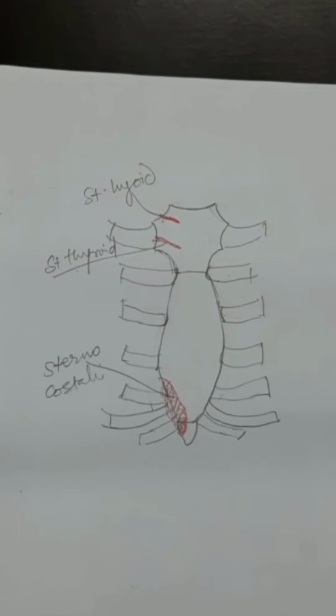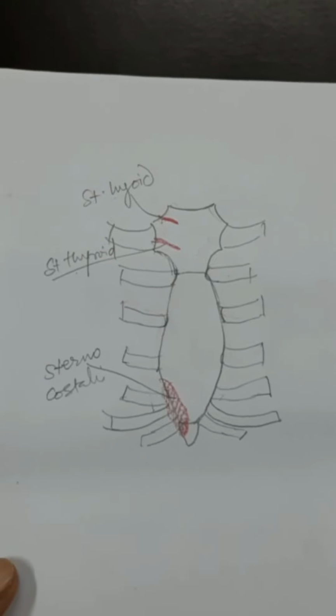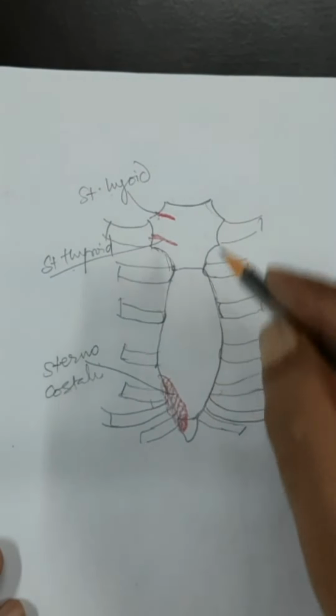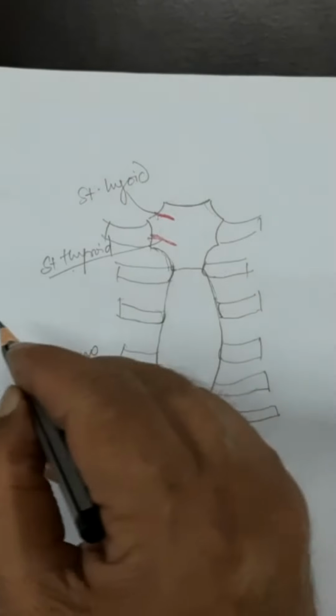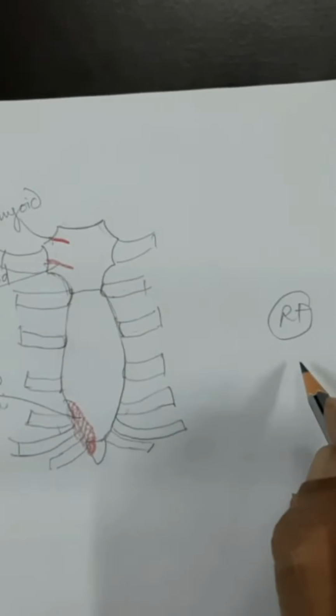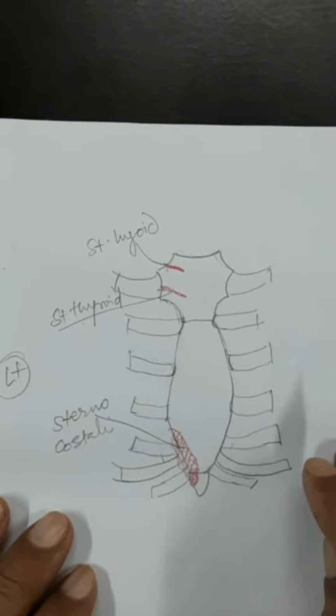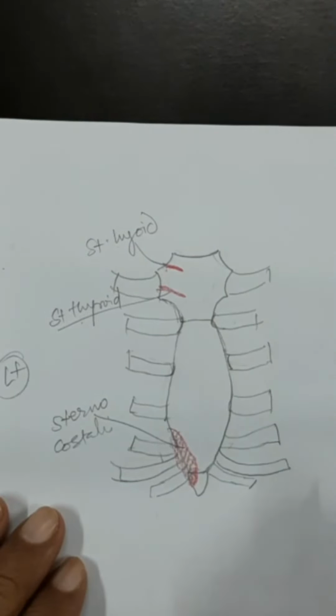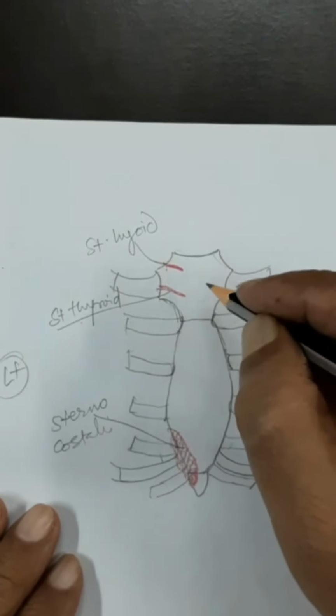Now I would like to tell you also two important reflections of pleura, on the right side and on the left side. Since we are seeing the sternum from behind, posterior, this will be left, and this is the right side, okay. This is the right side and this is the left side of the sternum. On the left side, because of the presence of the heart here, the reflection of the pleura will deviate more towards the left side.